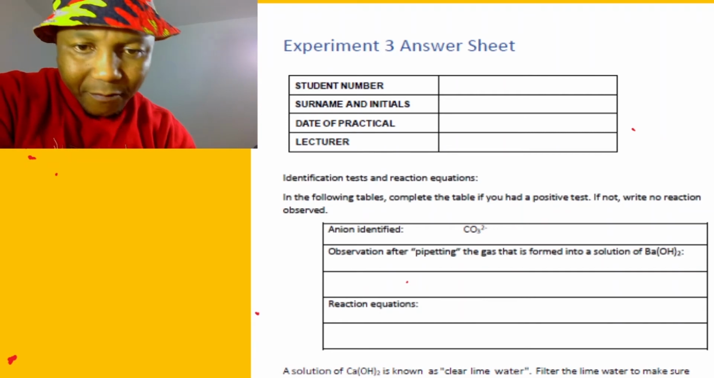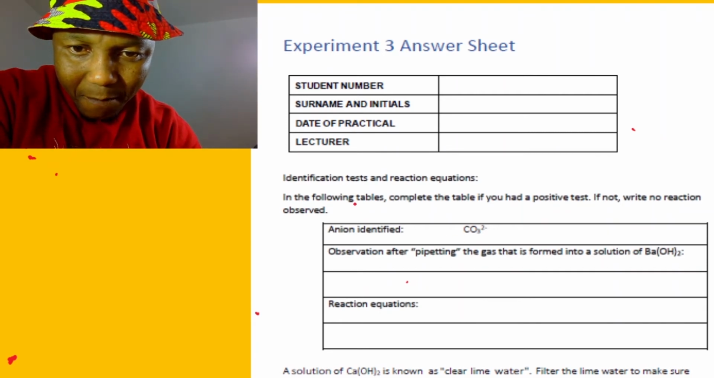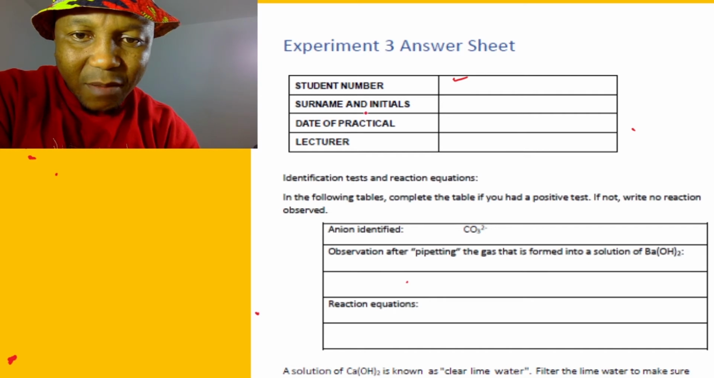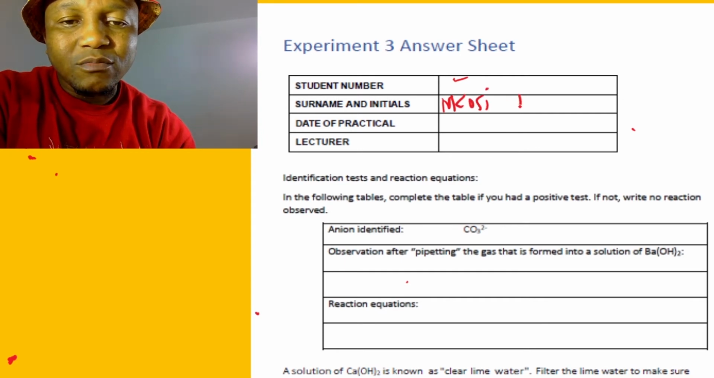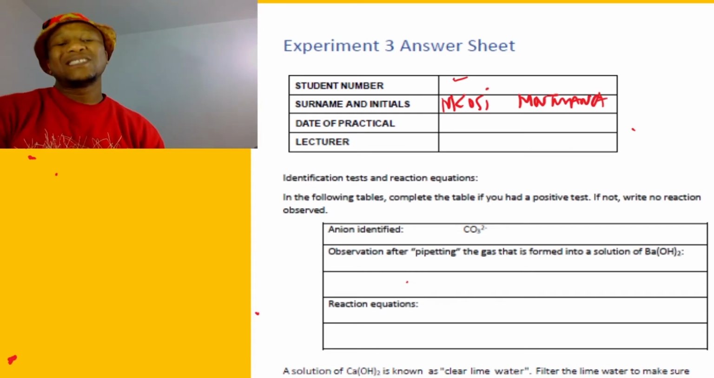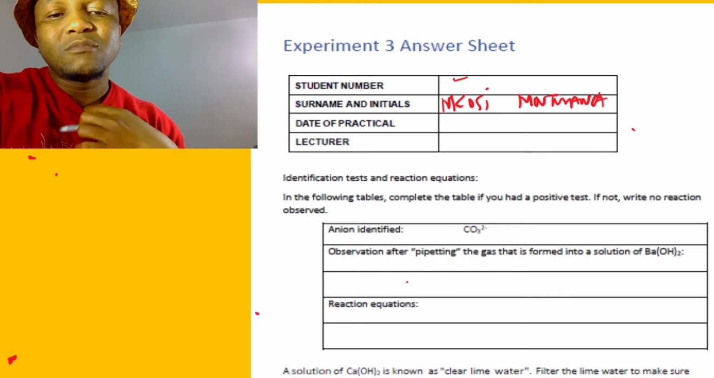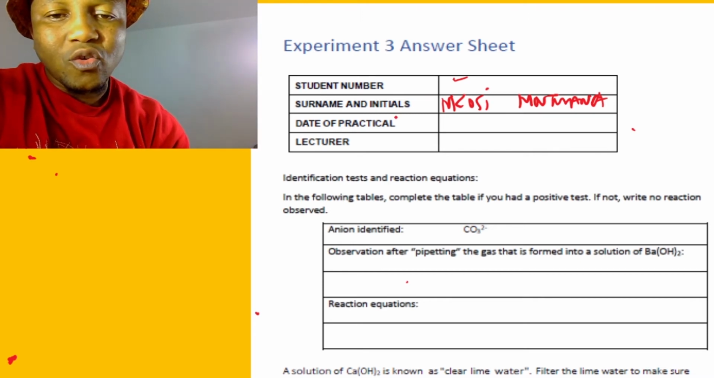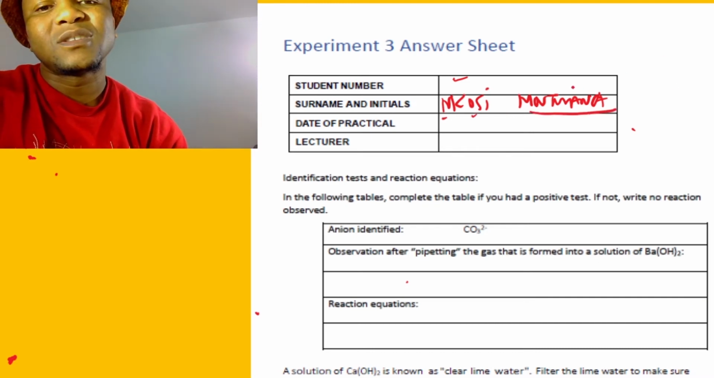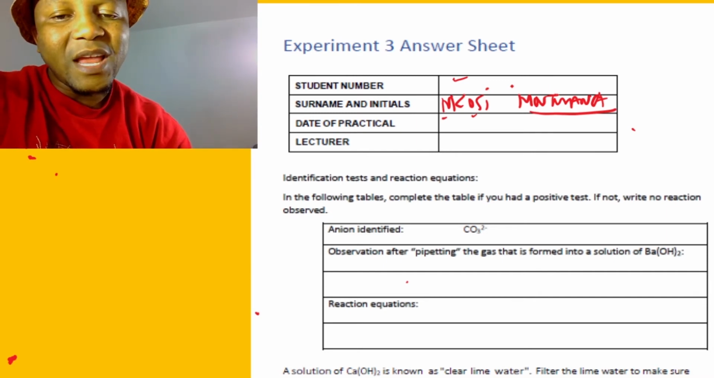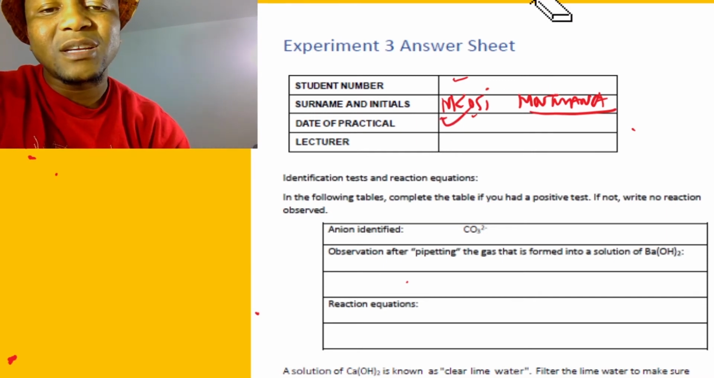The first question says to put your student number here, and your surname, like me here. My surname is Nkosi, initial Mtwana, and another one called Mtwana Nkosi. Then the course. Daily practical, you can write a lecture. You can write your lecture.